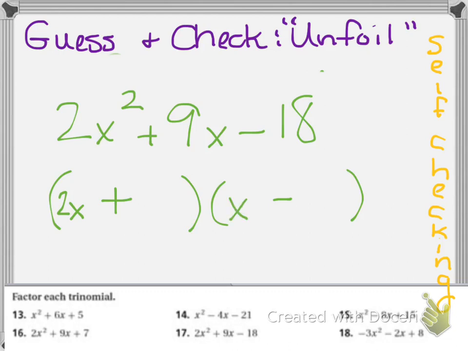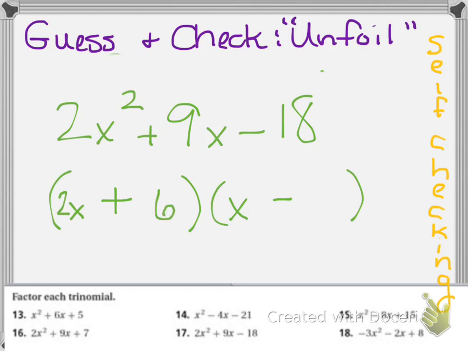Times x. Okay. And then I need to get an 18, so I could do 1 times 18, 2 times 9, or 3 times 6. My goal is to get a 9 out of my OI, a positive 9. 6, 3.